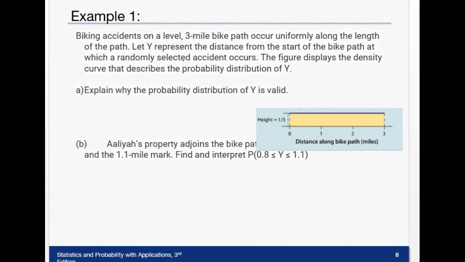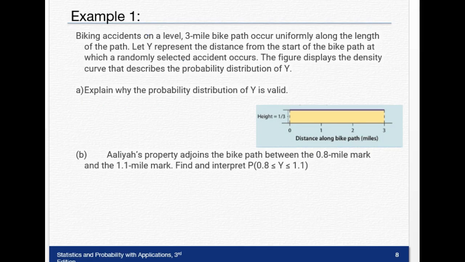So the question is, why is this probability distribution of y valid? Well, if you recall, there were two reasons that make things valid. The first reason it's valid is because the curve is above the horizontal axis.